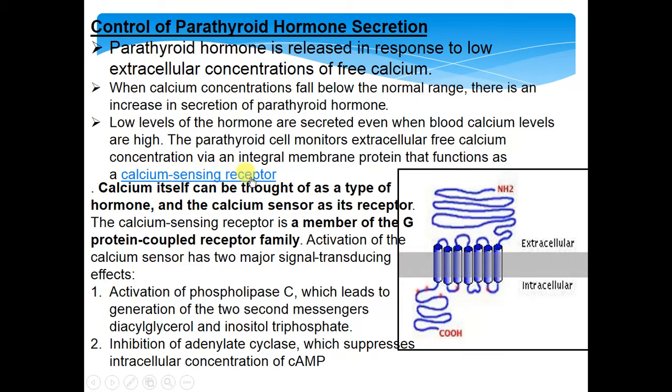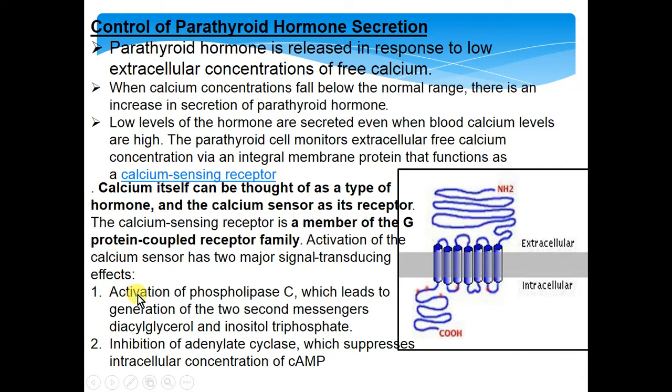The calcium sensor has its own receptor. The calcium sensing receptor is a member of the G protein coupled receptor family. Activation of the calcium sensor has two major signal transduction effects.